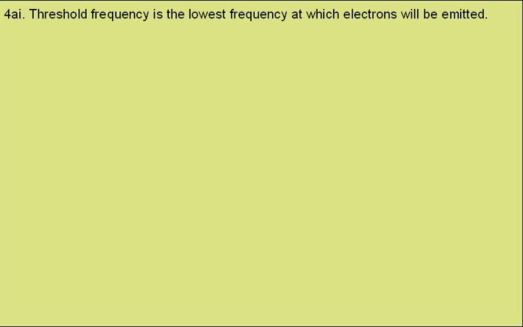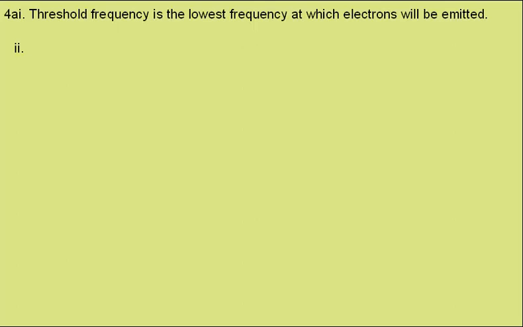In question 4, we're told experiments on the photoelectric effect, where light is shone on a metal surface, demonstrate the particle nature of light. In A part 1, we need to state what is meant by the threshold frequency of the light. Well, the threshold frequency is the lowest frequency at which electrons will be emitted.